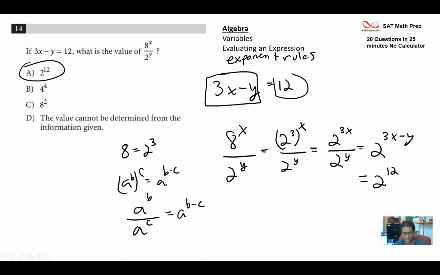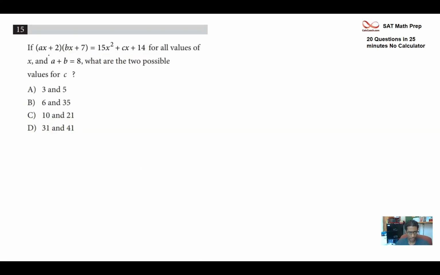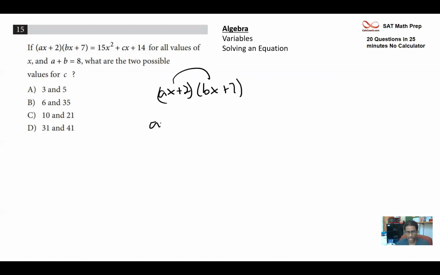And one more in this set of 5. We have ax plus 2 times bx plus 7. Let's write that out. This is going to be solving an equation. Ax plus 2 and bx plus 7. Let's FOIL that out. We get ab times x squared. We get 7ax. We get 2bx. And we get 14.